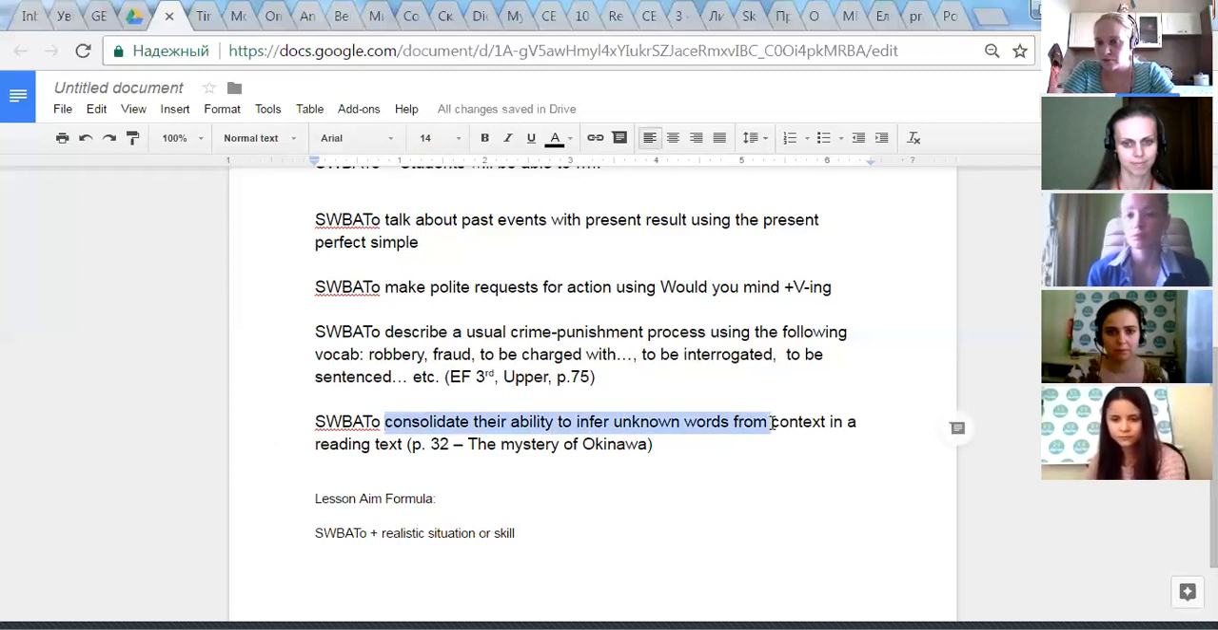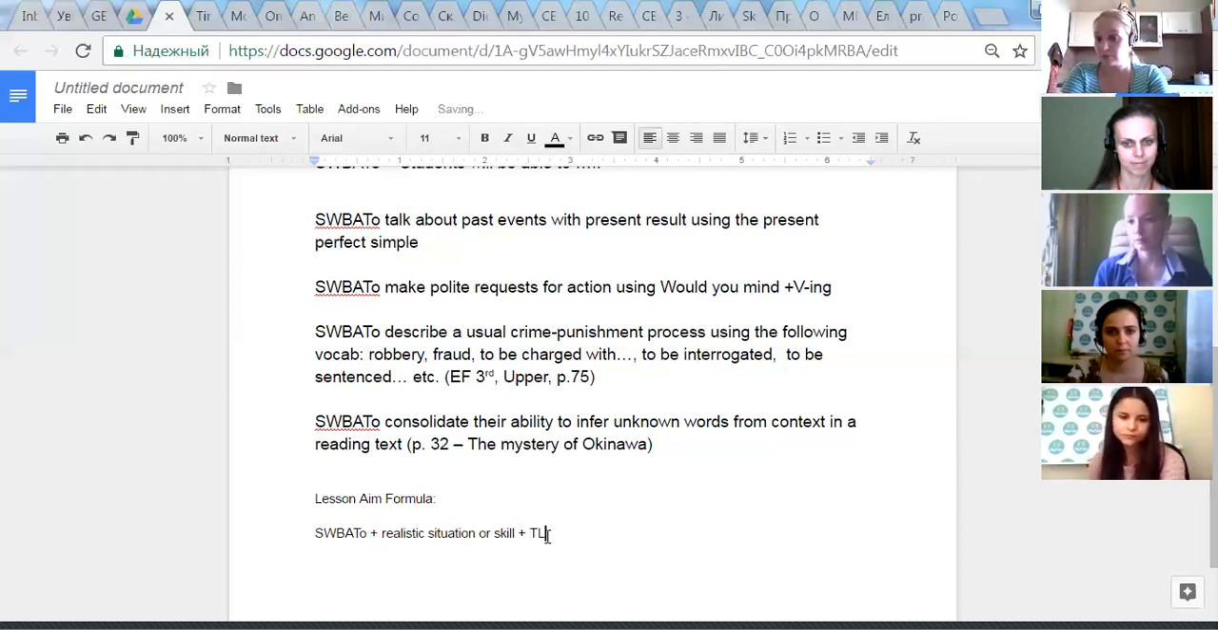Because it doesn't come naturally to us, we have to learn this. Yes, and it's not a description of a situation. It's definitely a skill which you're going to use in numerous situations, right? So, but it's realistic. You need this if you want to read and understand something. Okay, realistic situation or skill, and then what goes first? What goes next? Target language, no?